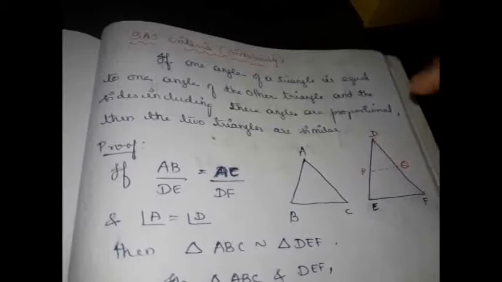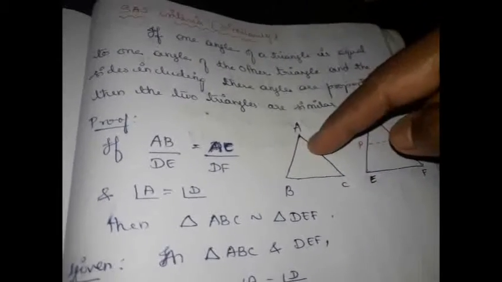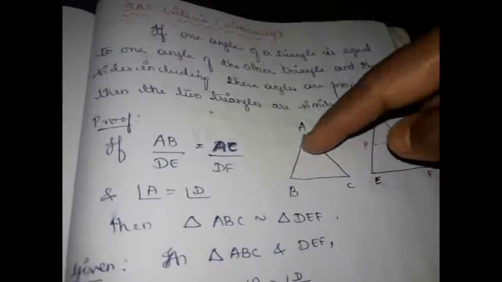The last criteria we learnt is the SAS criteria, which says that one angle of one triangle is equal to an angle of the other triangle and the sides including those angles should be in proportion, right? The two sides including that angle should be in proportion and the included angle should be equal. This is similar to the criteria which we have learned for congruency. That's why we have written A in between two S, which means the included angle, right?